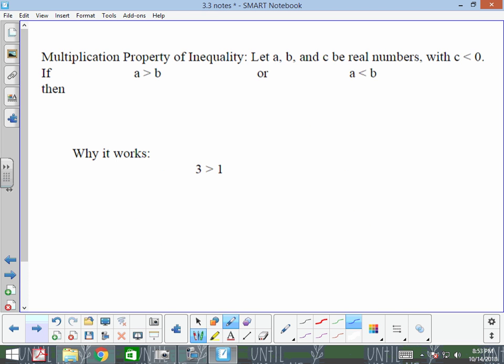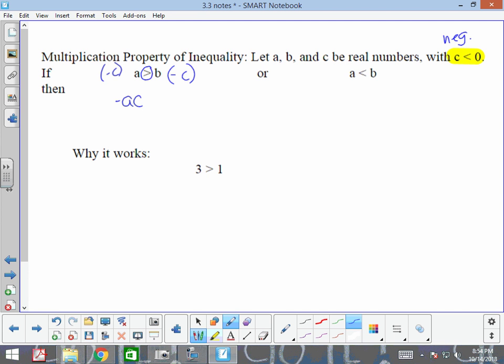All right, now, what if C is less than 0? That means that C is negative. So if A is greater than B, and we multiply by negative C, then we get negative AC is less than. I think Miss Wooten called this the trap. I'm going to show you why that works in just a moment. Whenever you multiply by a negative, the symbol here has to switch around. So let's see why that works.